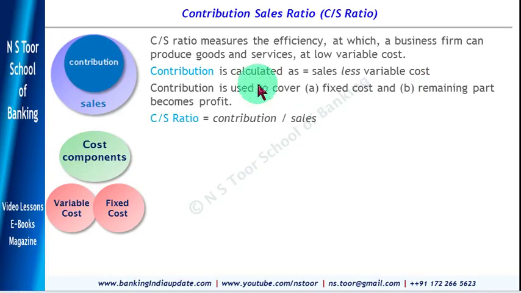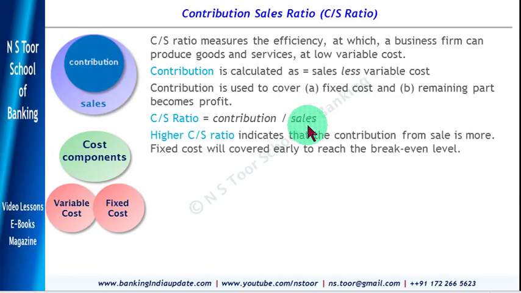How is this ratio calculated? CS ratio is calculated as contribution divided by sales. So it is calculated as a percent or in decimal. The higher CS ratio indicates that contribution from sale is more. And in that case, the fixed cost will be covered very early and the firm will be able to reach the break-even point very early.